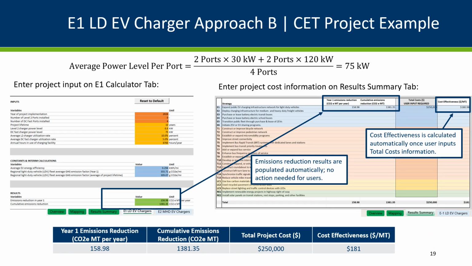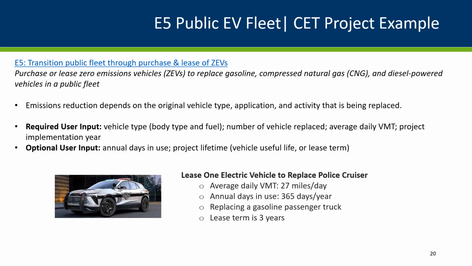The second calculation approach would be to find the average power level per port. As we can see with the calculation here, it comes out to 75 kilowatts per port. This produces the same emissions reduction and thus the same cost effectiveness as the other approach at $181 per metric ton. This method is slightly more straightforward since all the results are contained on the Summary tab and only one run is needed.